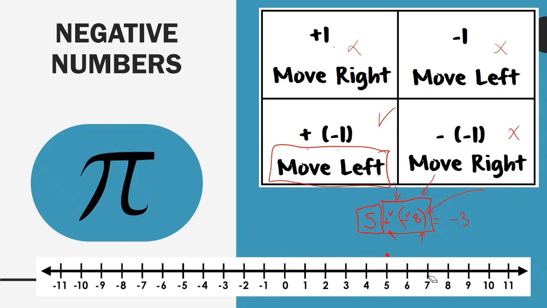Let's have a look at a different one, okay? So this next one, I'm actually going to start on a negative. I'm going to start at negative 6, okay? And I'm going to take away negative 9. So I put a bracket around that one so I can tell it's a negative number.